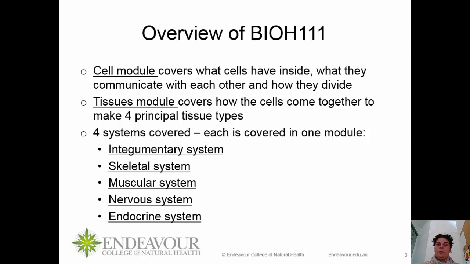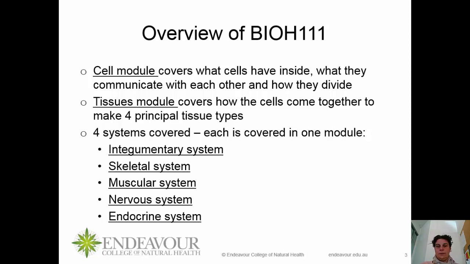So once you have that grounding on what cells are, what they do in a broad way, every cell in the body does this, how they divide, how they die, that sort of broad overview of cells themselves, and then how they fit together into different tissue types, then we're going to cover specific systems. The first system that we're going to cover is called the integumentary system, and this is basically your skin. Then we're going to go quite a bit deeper and talk about the skeletal system. Then we're going to talk about the muscle system, the nervous system, and we'll finish off with the endocrine system.